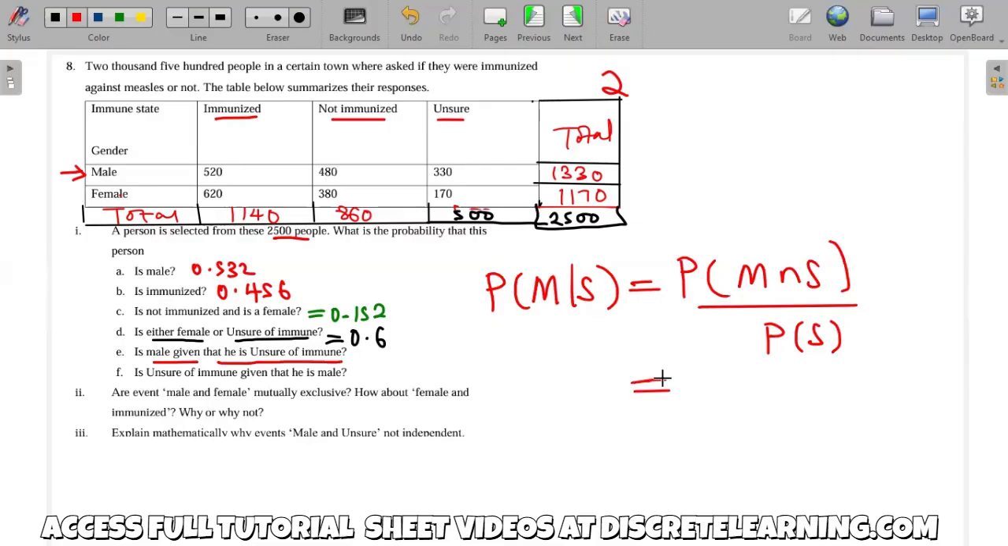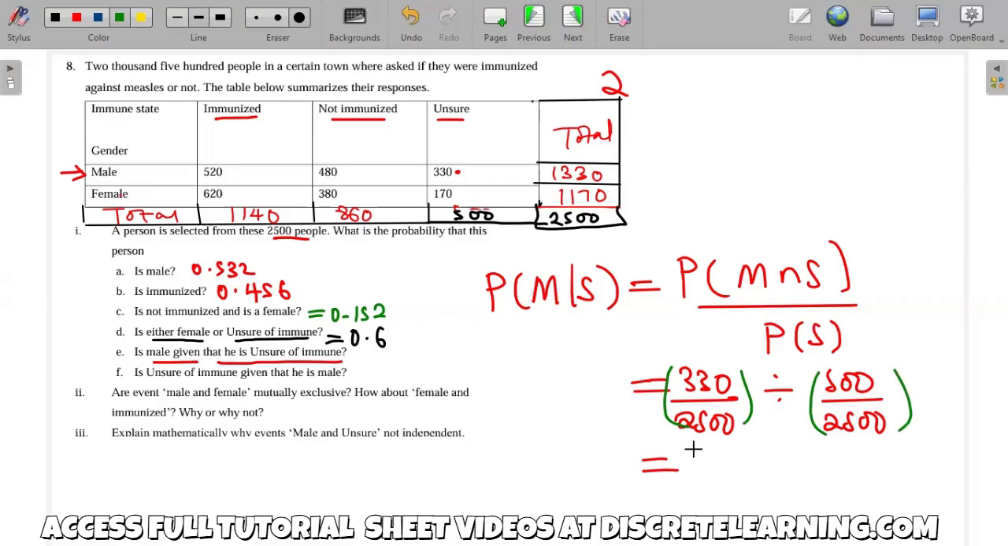So this will just be equal to the probability of M intersection S. Unsure is here, the male is there, so the intersection is there. So it will be 330 divided by the total, and then this is divided by the probability of unsure, which is just 500 over 2500. You can just punch this on your calculator. Put this in brackets, then divided by, put this in brackets, to avoid wasting time. It should give you the answer there.